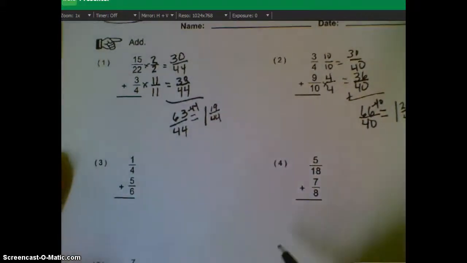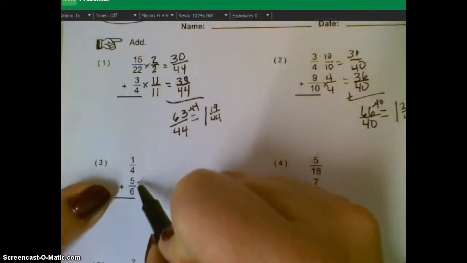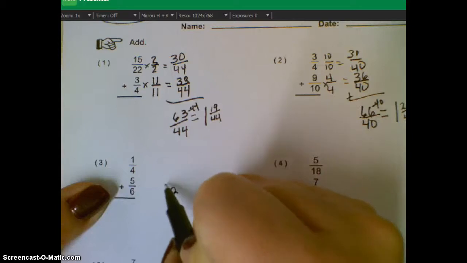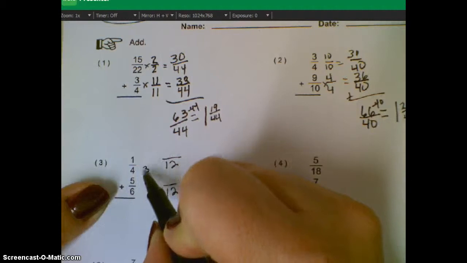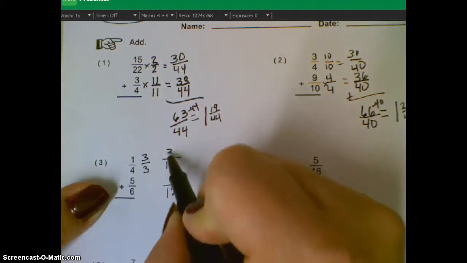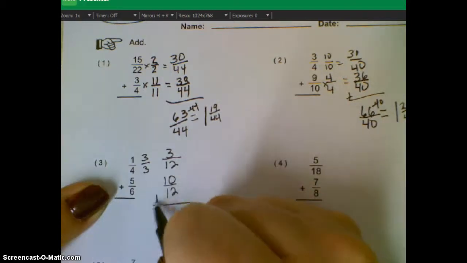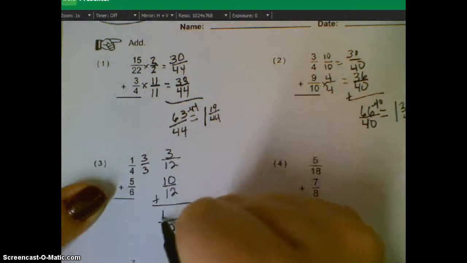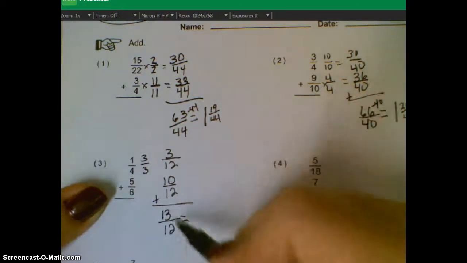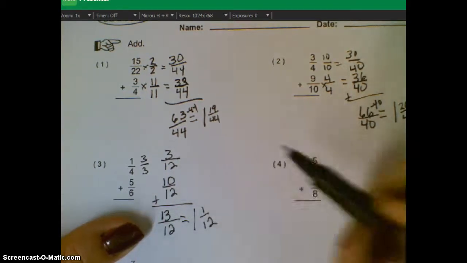1/4 and 5/6. Let's go with 12 for a common denominator, or an equivalent fraction. And 4 times 3 is 12. And 1 times 3 is 3. 6 times 2 is 12. 5 times 2 is 10. So we've got that common denominator of 12. We just add our numerators. 10 plus 3 is 13. And I can take one whole out. 12 over 12 is the same as one whole, but it leaves me with one left. 1 and 1/12 on that one.